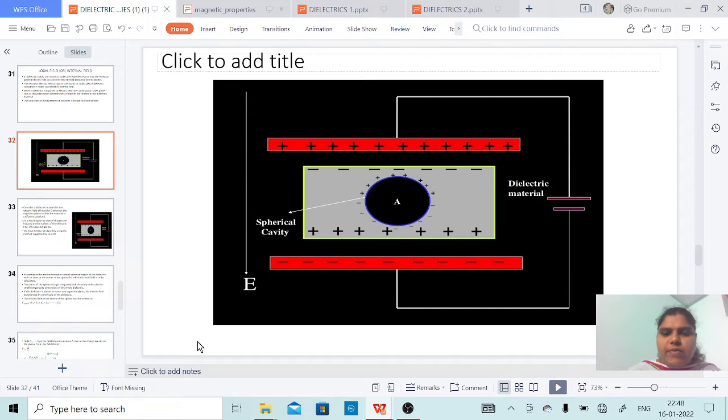So we are considering the dielectric material, and there is a spherical cavity, and at the upper end there is a positive charge and at the lower end there are negative charges. How the distribution of charges will be around the nucleus, see here.